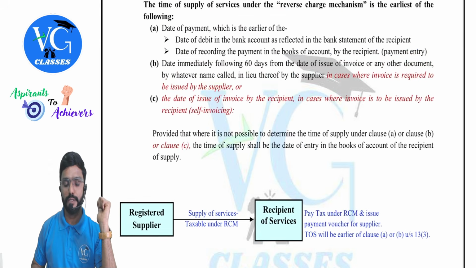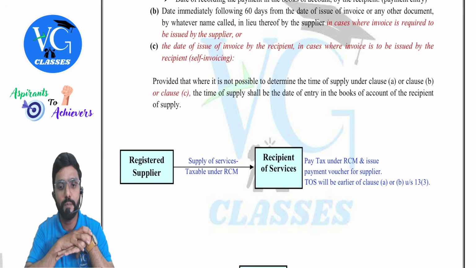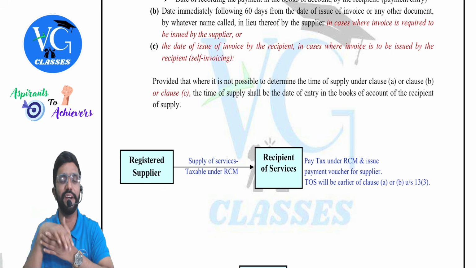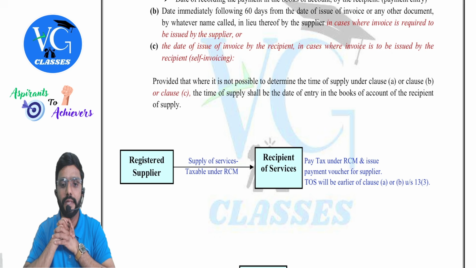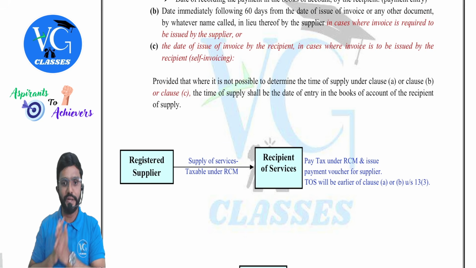Yes, sir. There is also a proviso telling what? Provided that where it is not possible to determine the time of supply under clause A, B or C, now the new addition is C. A, B was already there. Now the new addition is C. The time of supply shall be the date of entry in the books of accounts of the recipient. Let me explain again through a chart, guys.